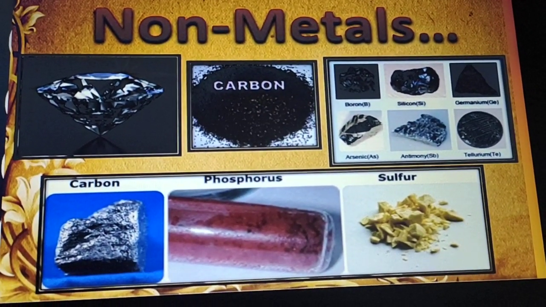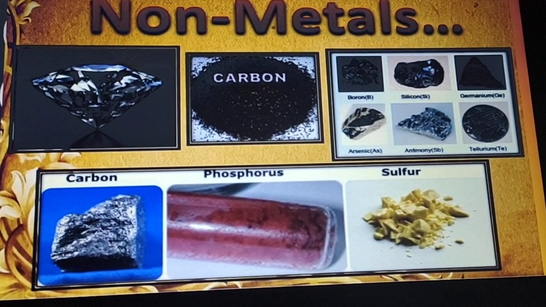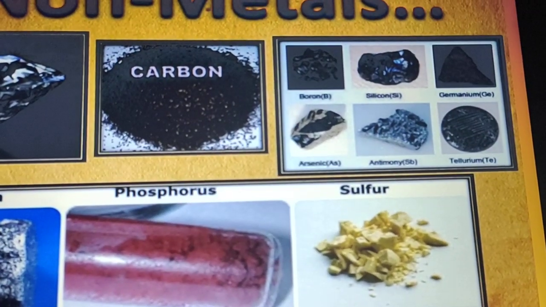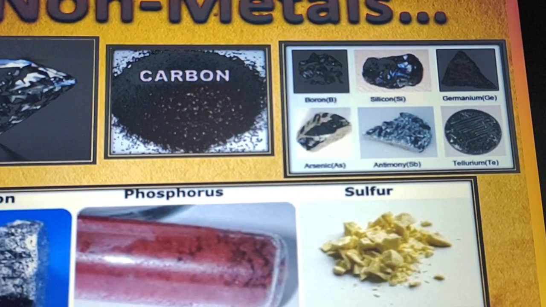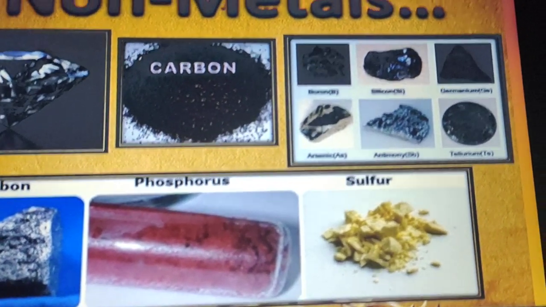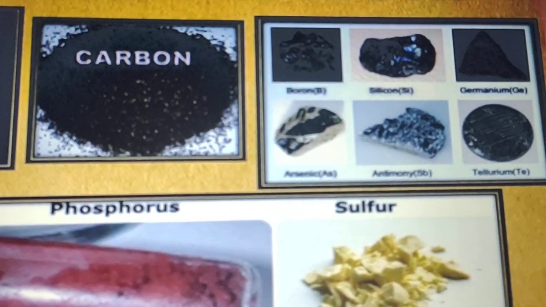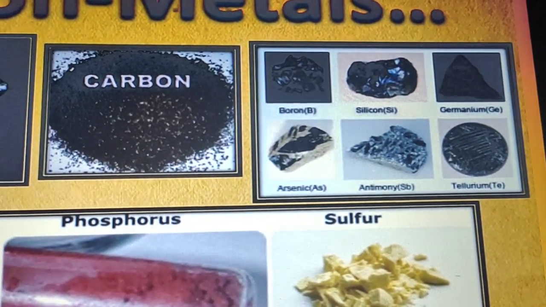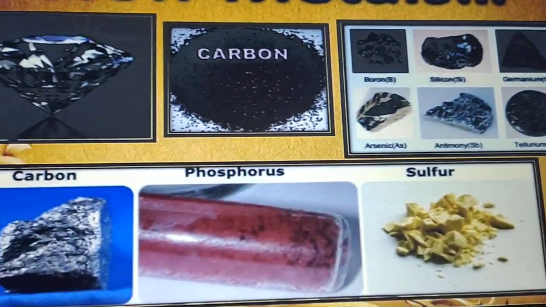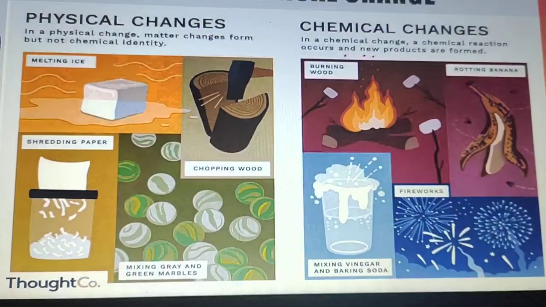Non-metals: carbon, phosphorus, sulfur, carbon, diamond, and these are the metalloids: boron, silicon, germanium, arsenic, antimony, and tellurium. These are the metalloids at the last, and these are the non-metals.